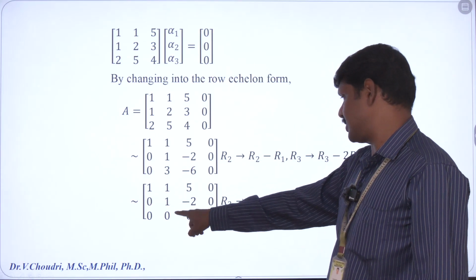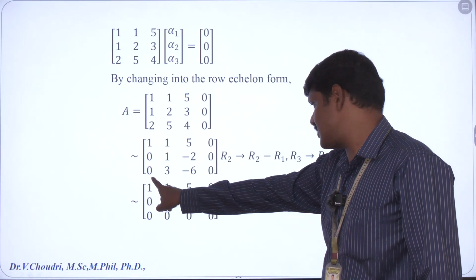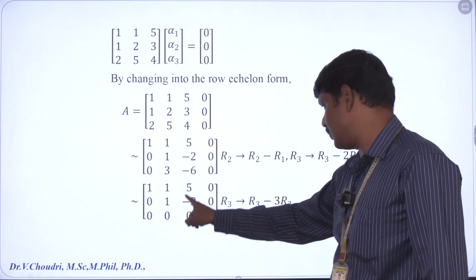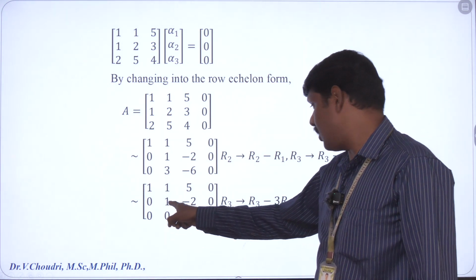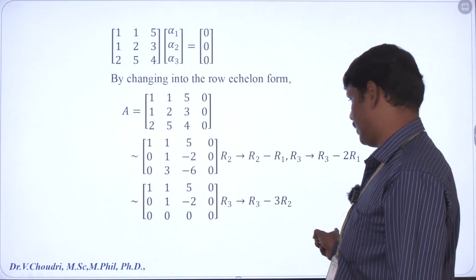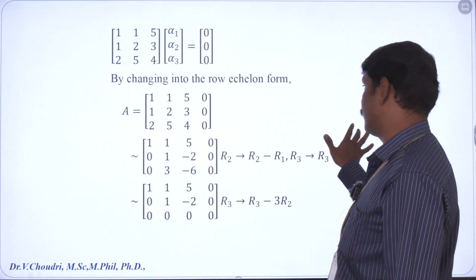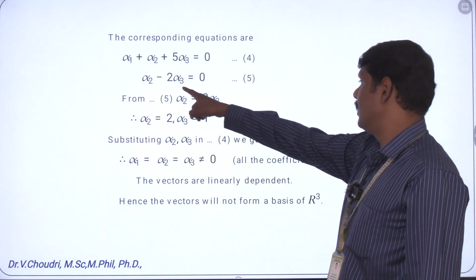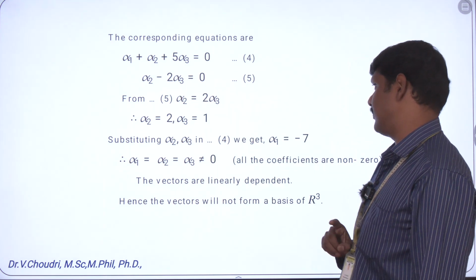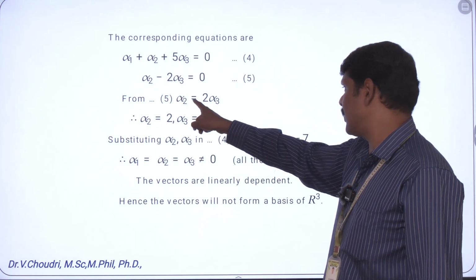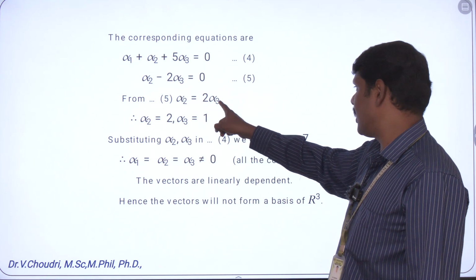By the back substitution method, this is for first row alpha 1, second row alpha 2, third row alpha 3. Alpha 2 minus 2 alpha 3 equal to 0. Here alpha 1 plus alpha 2 plus 5 alpha 3 equal to 0. See, alpha 2 equal to 2 alpha 3. Okay, alpha 2 to alpha 3 means substitute alpha 3 equal to 1.